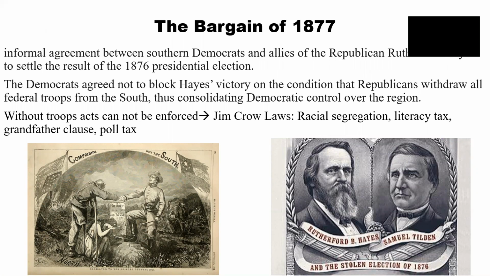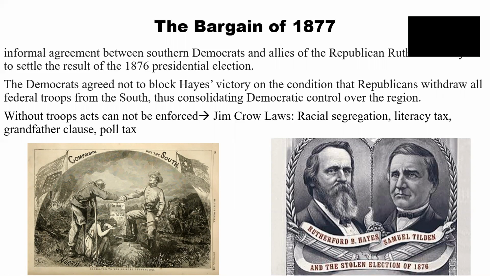So now let's talk about the end of the Reconstruction era. The Reconstruction era was ended by many factors, but the bargain of 1877 was a major one. It's basically an informal agreement between the Southern Democrats and allies of the Republican presidential candidate Rutherford B. Hayes, which is that the Democrats agreed to not block Hayes' victory on the condition that Republicans withdraw all federal troops from the South.